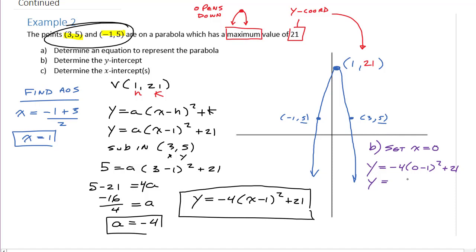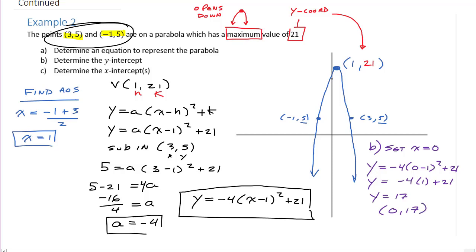All right, so where are we at here? So we have negative 4 times, what is 0 minus 1, is negative 1, squared is 1. So negative 4 times 1 is just negative 4. Negative 4 plus 21 is 17. All right, so the coordinates of my y-intercept are (0, 17).